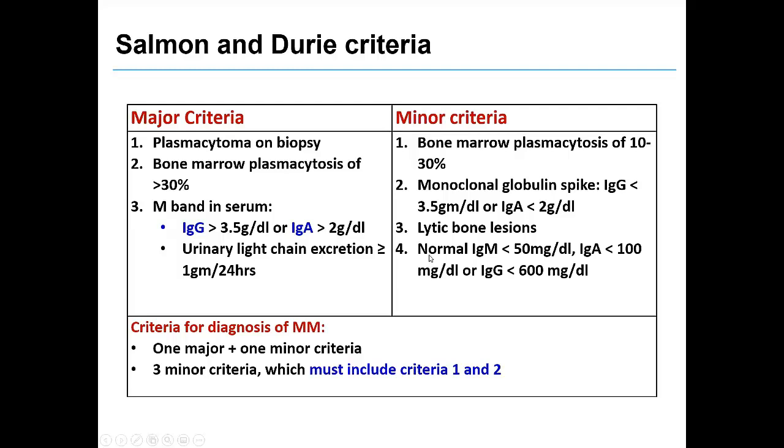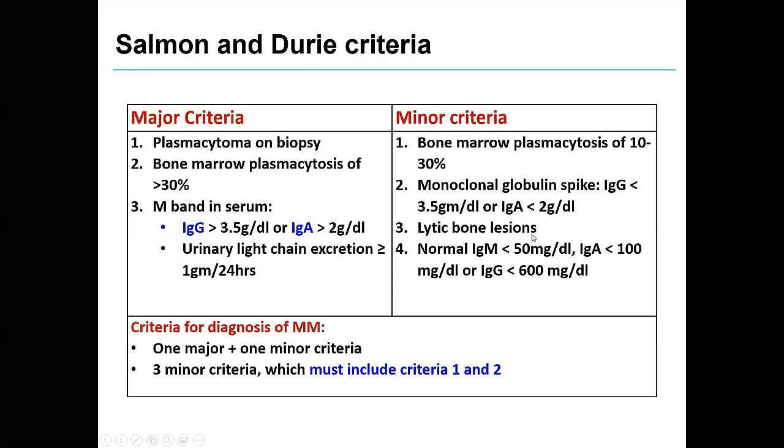And the minor criteria were plasmacytosis when it was less than 30%, that is 10 to 30%. And the IgG, IgA, which is monoclonal, is also less than 3.5 and also less than 2 gram. Lytic bone lesions should be there. And then this is the normal amount of these immunoglobulins given.